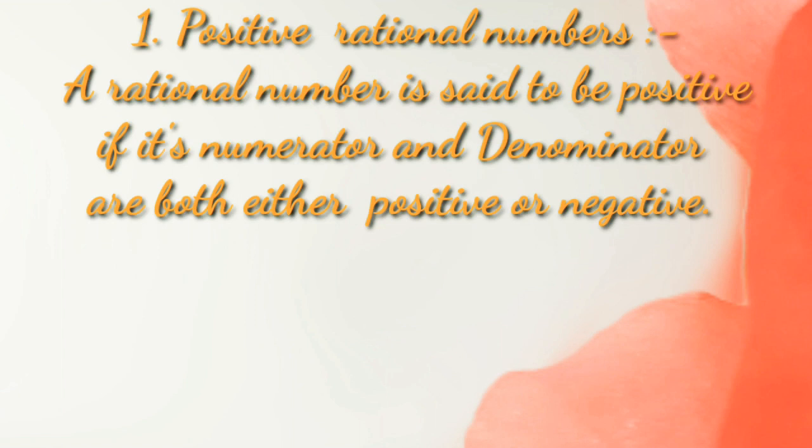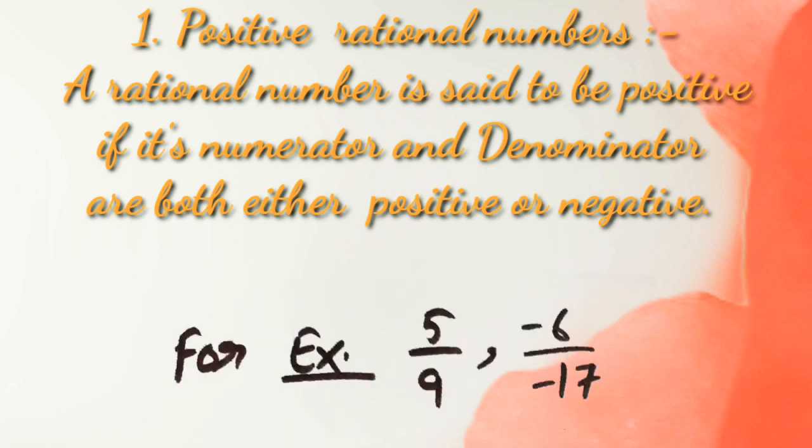For example, 5/9, here both numerator and denominator are positive. And next example, -6 by -17. Minus minus becomes plus, so that is also a positive rational number.